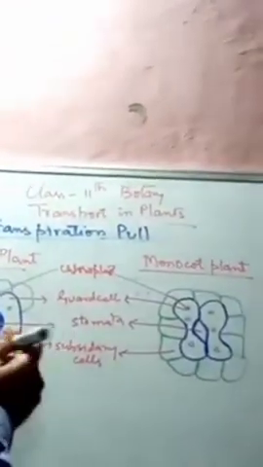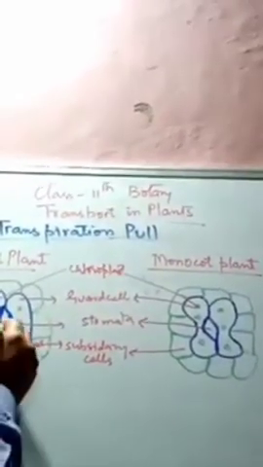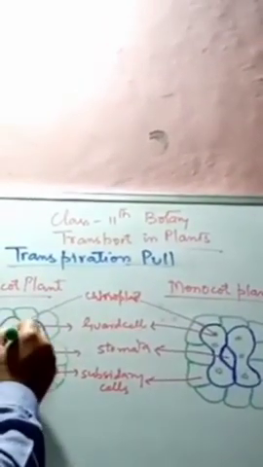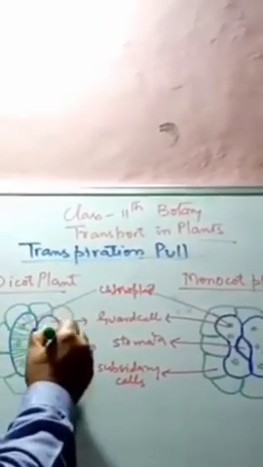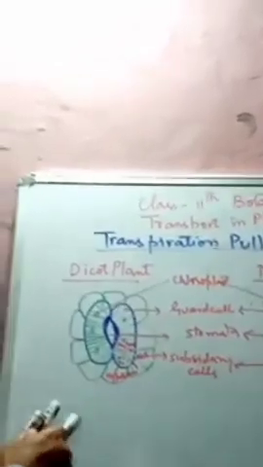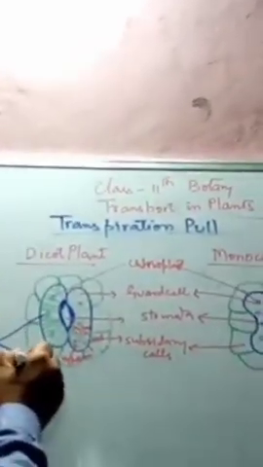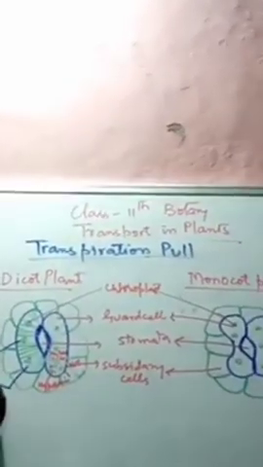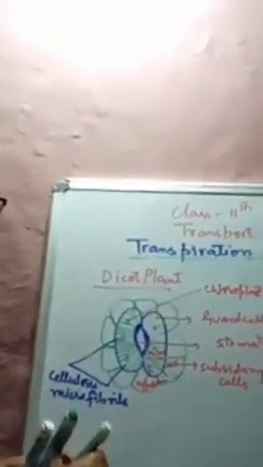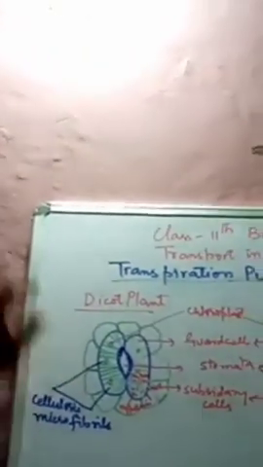Also, inside these guard cells, there are radially arranged cellulosic microfibrils, which also help us in the opening of the stomata.